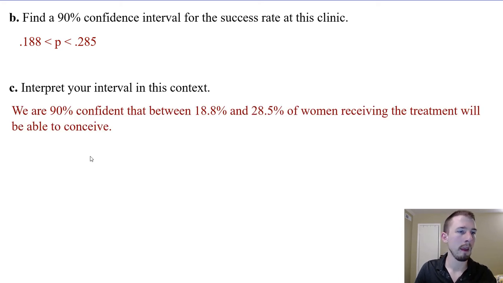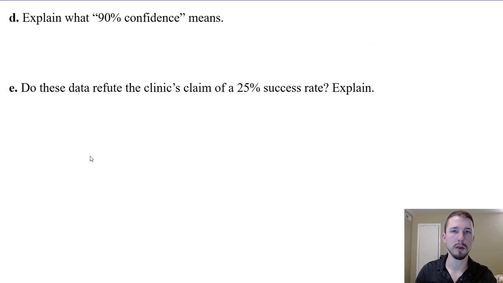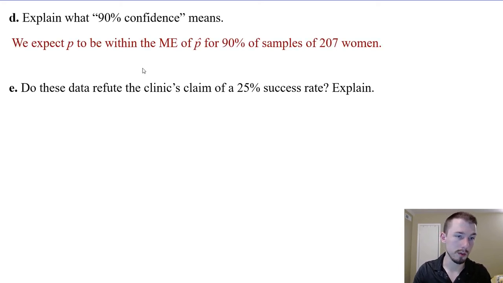Okay, correct. All right, D, explain what 90% confidence means. That means 90% of all of our samples of 207 would successfully capture the true proportion. In other words, we expect the true proportion to be within the margin of error of the sample for 90% of samples of 207 women.